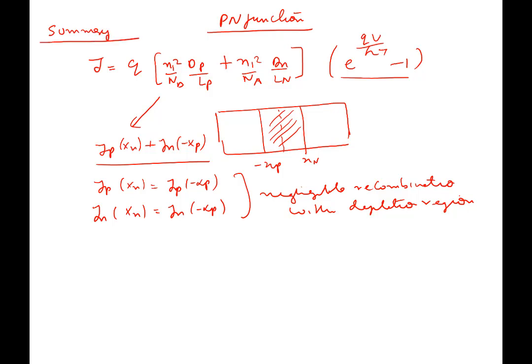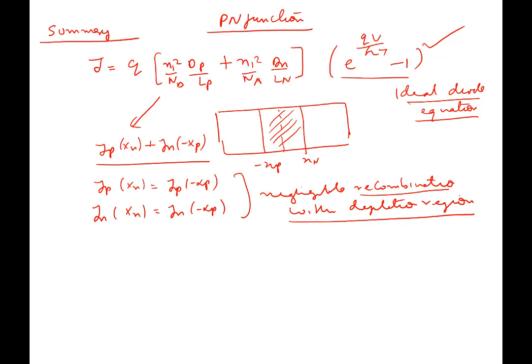All right, so a summary of some of the things that we have done in the last lecture: we had derived this particular expression here, which we also call the ideal diode equation. We had derived this, and there were several assumptions in the derivation. One of the assumptions was negligible recombination within the depletion region, because we were assuming this current continuity. Jp at Xn is the same as Jp at minus Xp. Jn at Xn is equal to Jn at minus Xp.